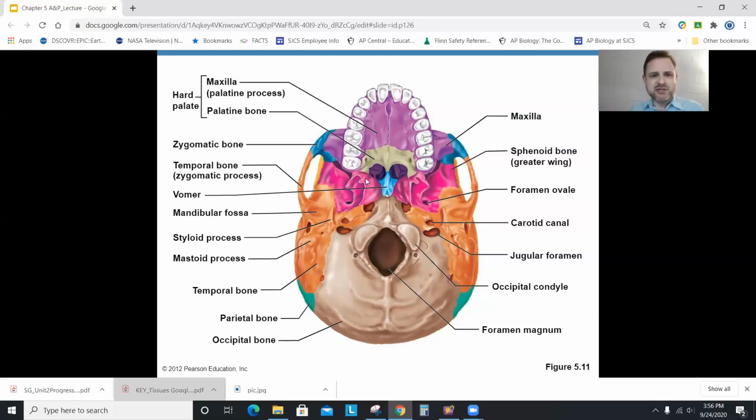Anything else I want to mention on here? The hard palate, that's the top of your mouth. That's called the hard palate. Not your gums, the bony part. Okay, I think that's good with this diagram.